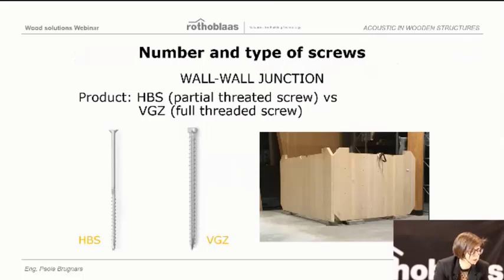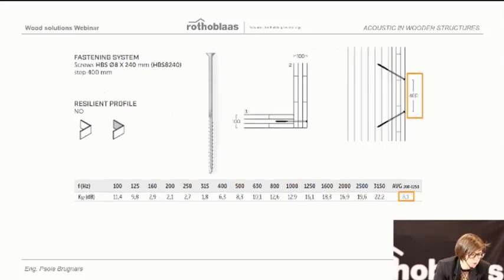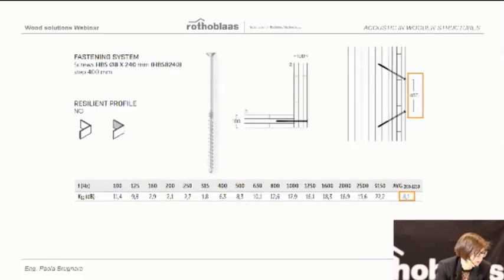In my opinion, one of the most interesting results is the influence of the number and type of screws. We have tested the same junction and we have changed the number of screws and the type of screws. We will see that there is a lot of difference in the acoustic performance. In the first case, we have installed partially threaded screws every 20 centimeters in an L junction, and the Kij is quite low, 5.5. If we reduce the number of the screws, the Kij increases. This is due to the fact that screws are rigid elements that transmit vibration.